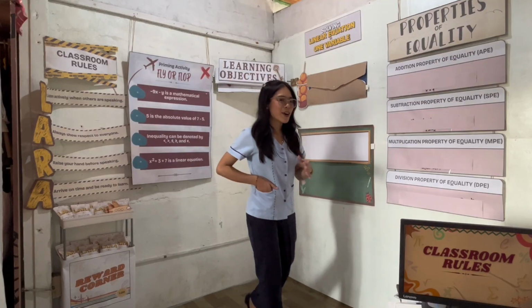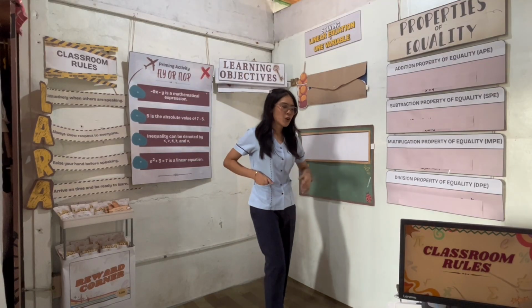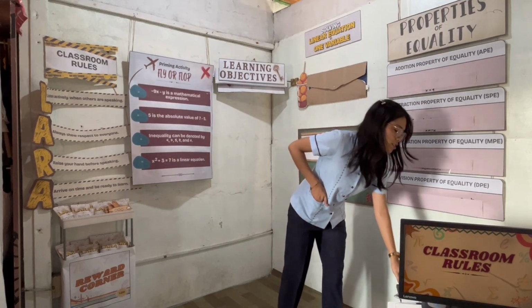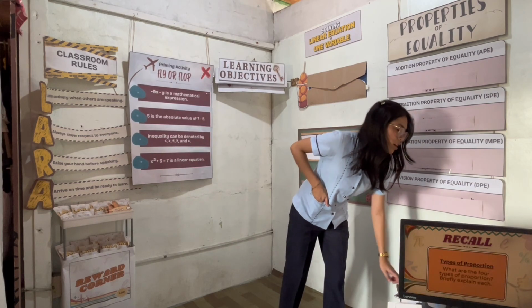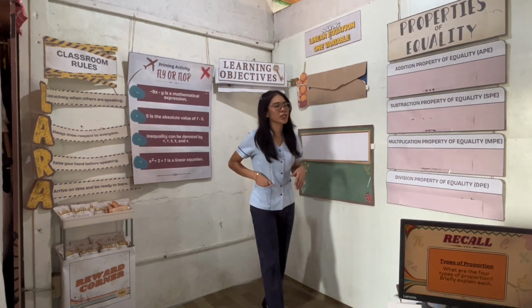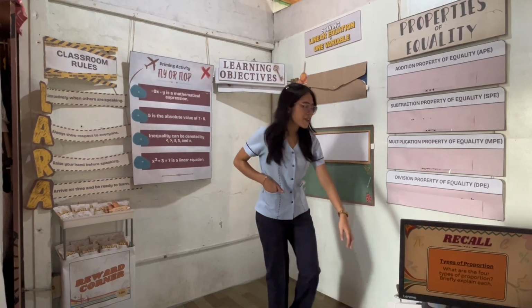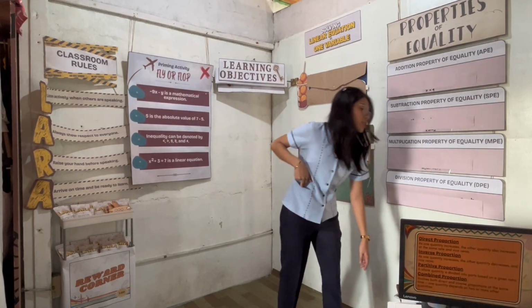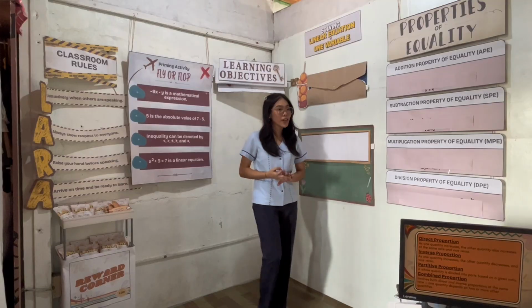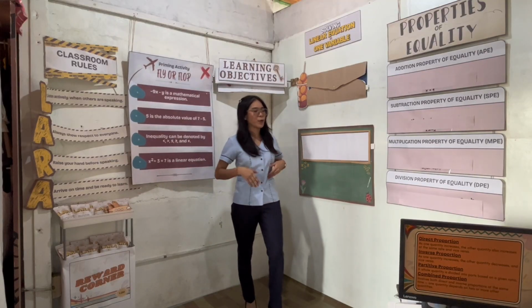Before we proceed with our new topic, let us first recall what our last discussion is all about. Our last discussion is all about the types of proportion. Now, can anyone tell me what are the four types of proportion? Very good. The four types of proportion are direct, inverse, partitive, and combined proportion.